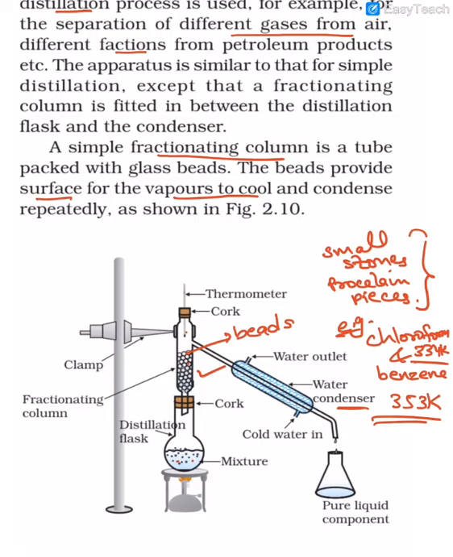Yes, so we will use the method fractional distillation. Now what happens, the one with the lower boiling point is chloroform. So chloroform is going to convert into vapor first, so its vapors will start evaporating and traveling through the fractionating column.